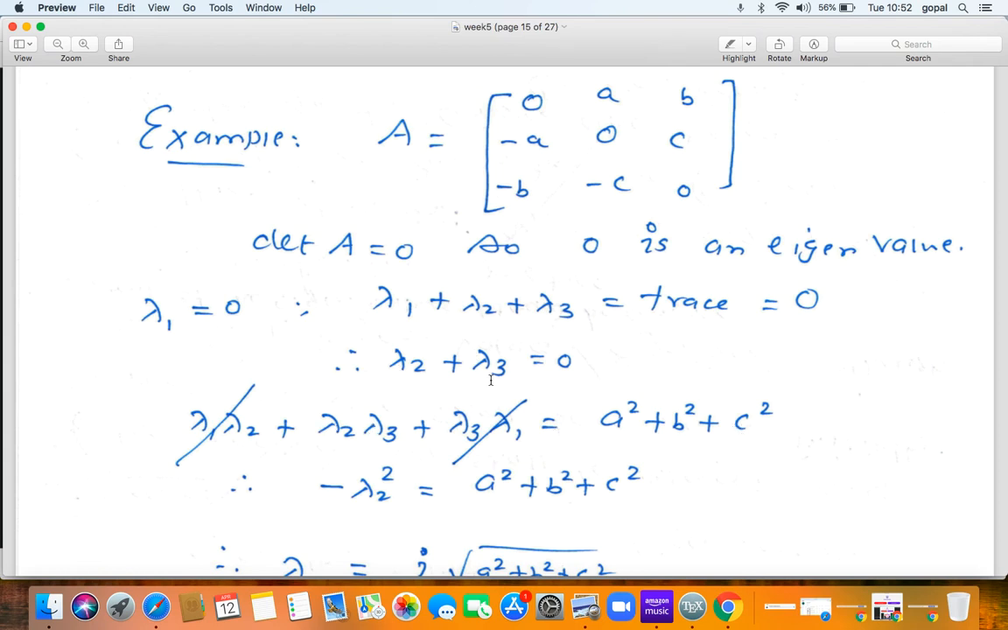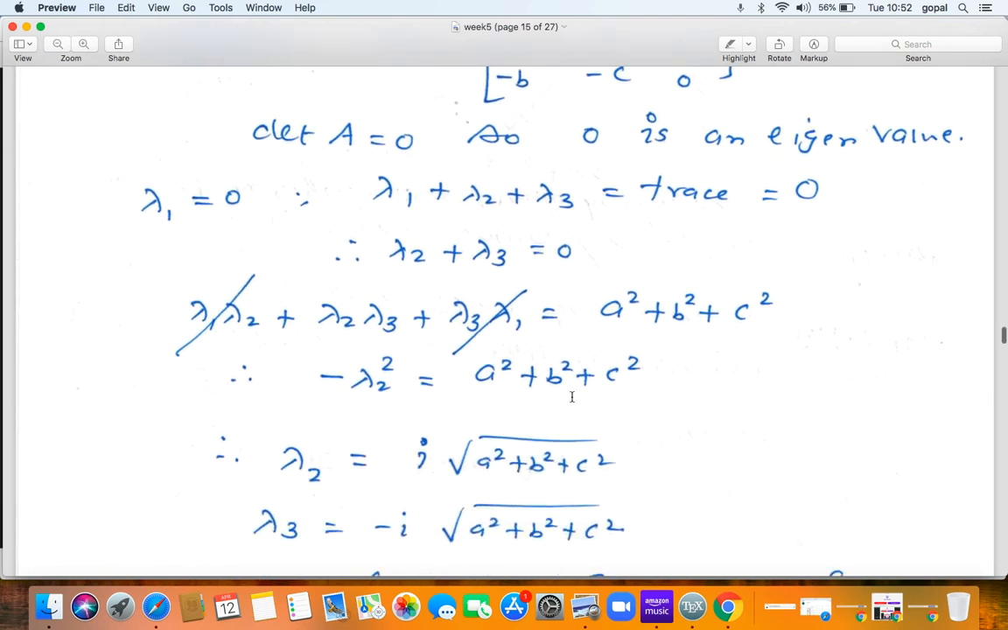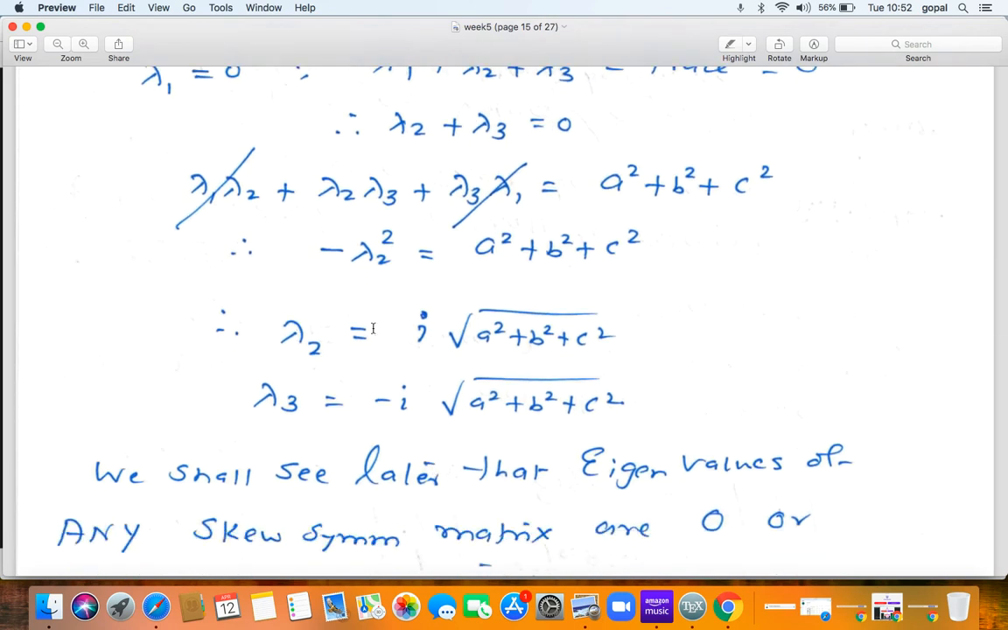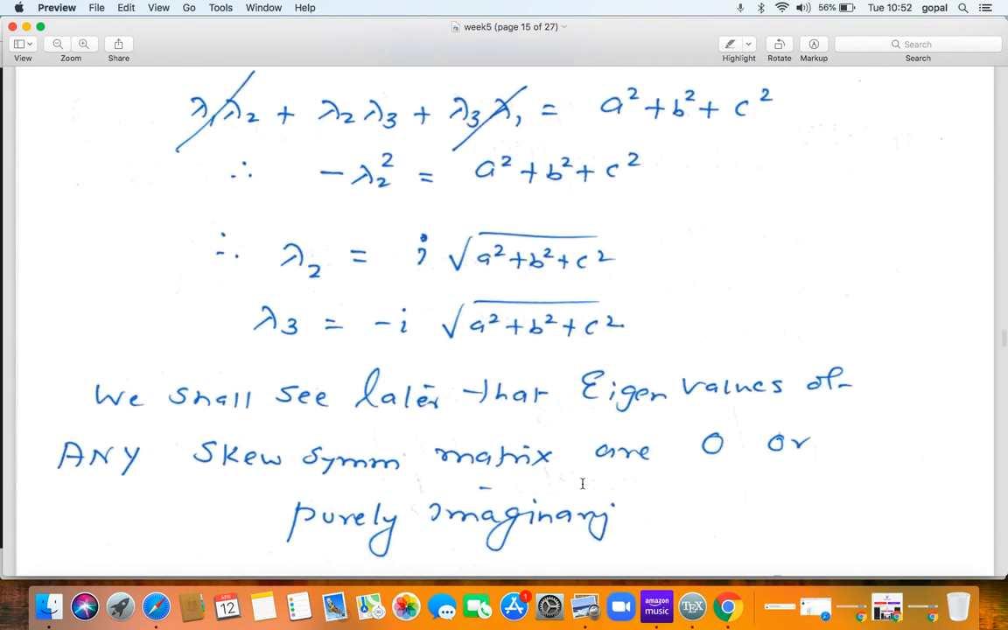But lambda 3 is minus lambda 2, remember? So minus lambda 2 squared is a squared plus b squared plus c squared. So lambda 2 is i times the square root of a squared plus b squared plus c squared, and lambda 3 is minus i times the square root of a squared plus b squared plus c squared. Complex roots appear in conjugate pairs, as you see. We shall see that the eigenvalues of any skew-symmetric matrix are either 0 or purely imaginary, and we have proved it for the 3 by 3 case.